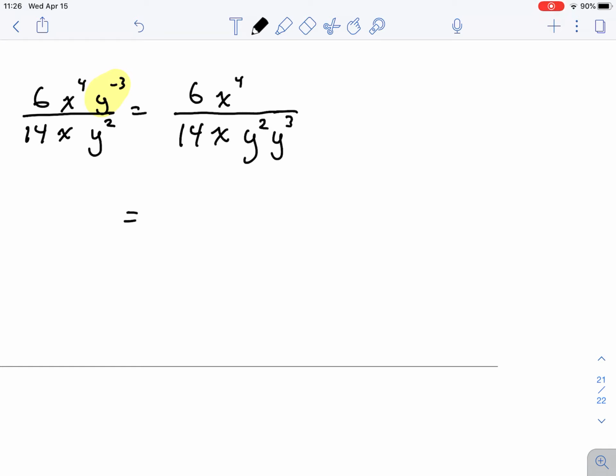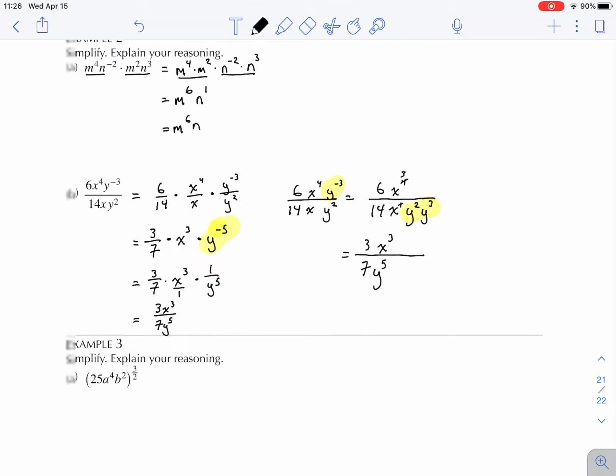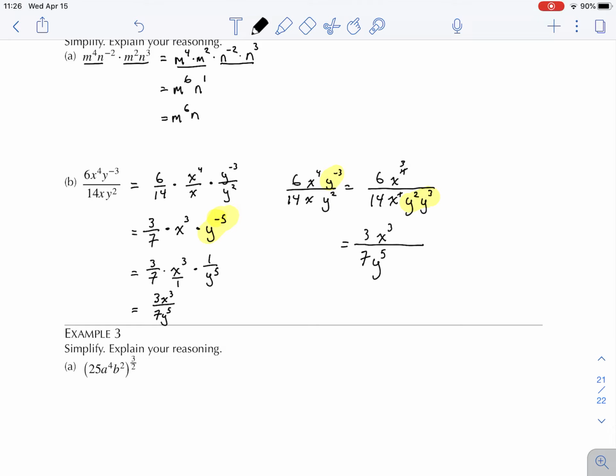Now, I just simplify my fraction first. Everything's multiplied in the numerator and the denominator, so I can just do this. So I get 3 over 7. Now, I've got 4 x's multiplied together in the numerator and 1 x in the denominator. So my 1 x is going to cancel out one of those x's in the numerator, and I'm going to be left with x to the power of 3 in the numerator. And in the denominator, I just add my exponents together because this is a power times a power, and we get y to the power of 5. Same answer, 2 different methods.